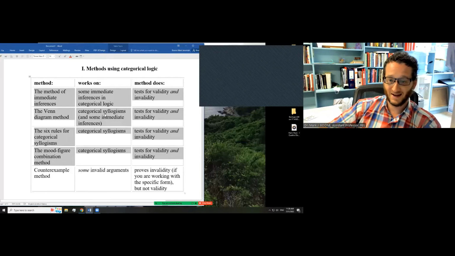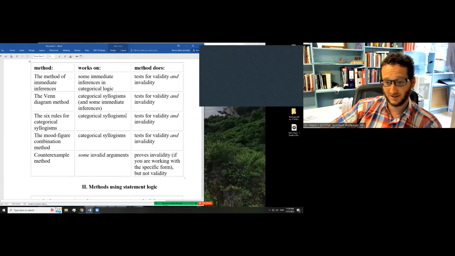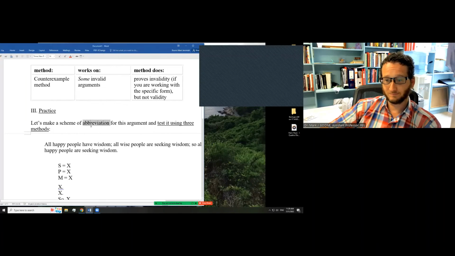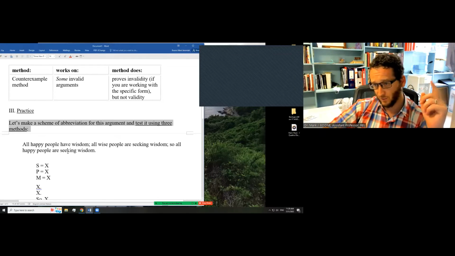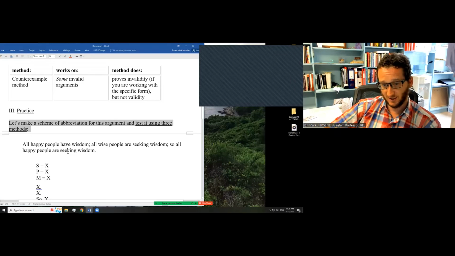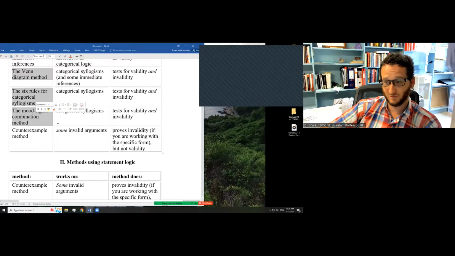So then we have the nice Venn diagram method, which works for categorical syllogisms and sometimes for immediate inferences, and it tests for validity and invalidity. And then finally, we have our 6 rules method and our mood figure method, which work on categorical syllogisms and test for validity and invalidity. And now, although I've done this before, I think on at least 2 videos, now let's do it one more time. Let's test an argument for validity using those 3 methods that apply to syllogisms: the Venn diagram method, the 6 rules method, the mood figure method.